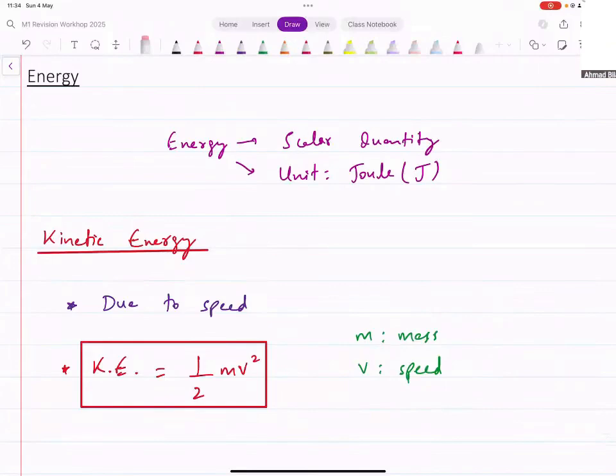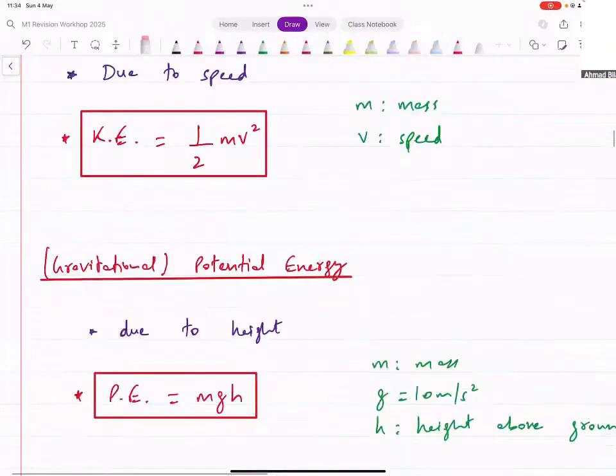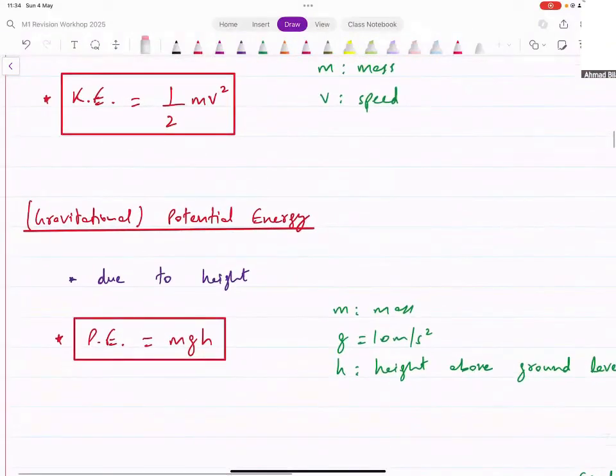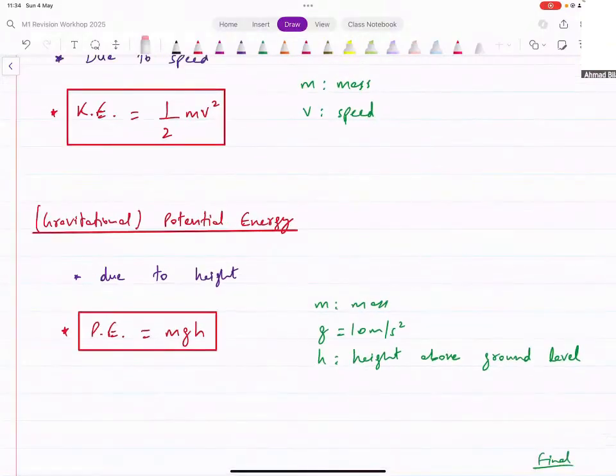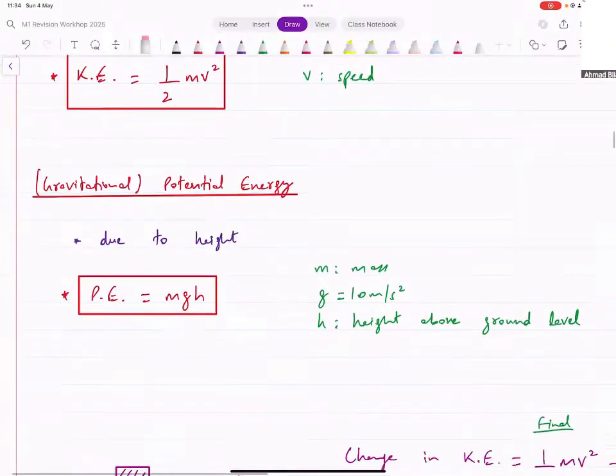Kinetic energy is because of speed of an object. It's defined as half mv squared. Gravitational potential energy, it's because of height of an object, and it's defined as mgh, where g is 10 and h is the height above the ground level. Now, mostly you'll have to find out the difference, the change in kinetic energy and the change in potential energy. How do you find that?